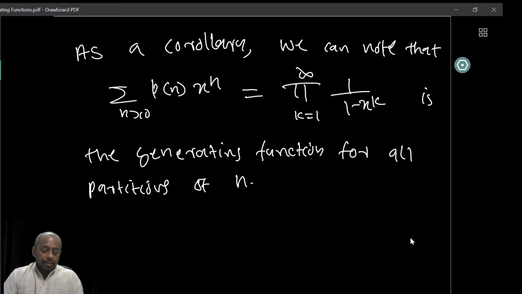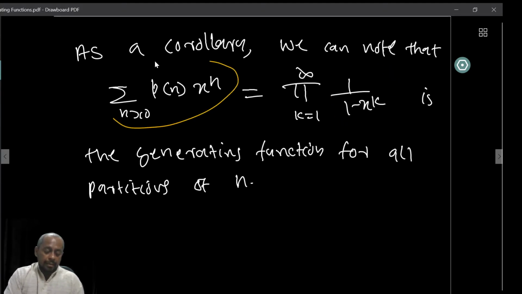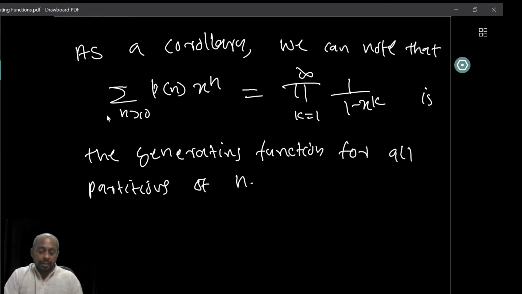Now, as a corollary to the result, we can say that for at most k, we are doing 1 to k. So if you don't put any limit, you can put 1 to infinity. So all possible partitions will be the product over k equal to 1 to infinity of 1 by 1 minus x raised to k. So that is the generating function for p(n), the partitions of n, right? All possible partitions. So, okay.